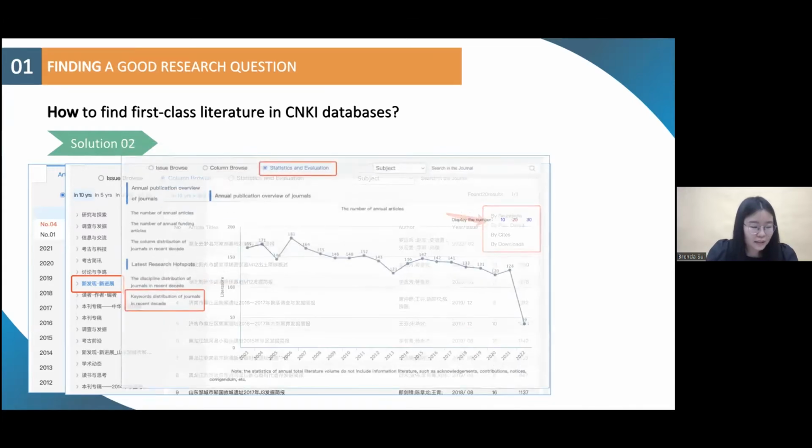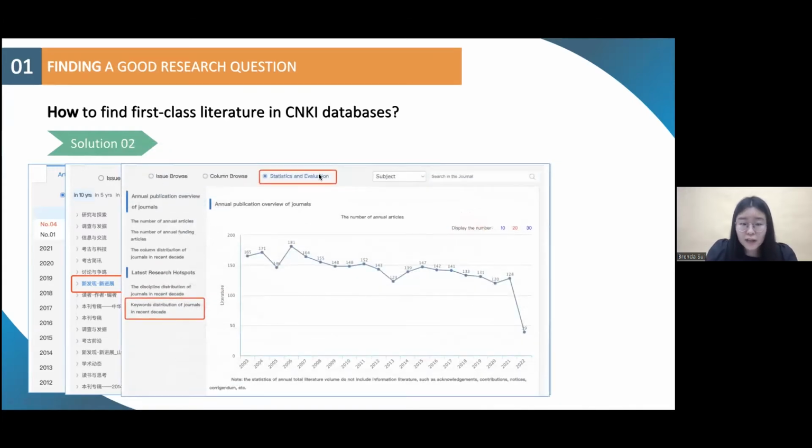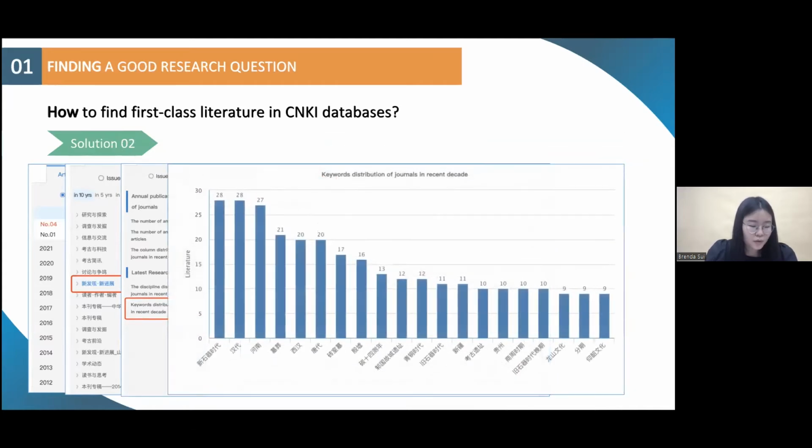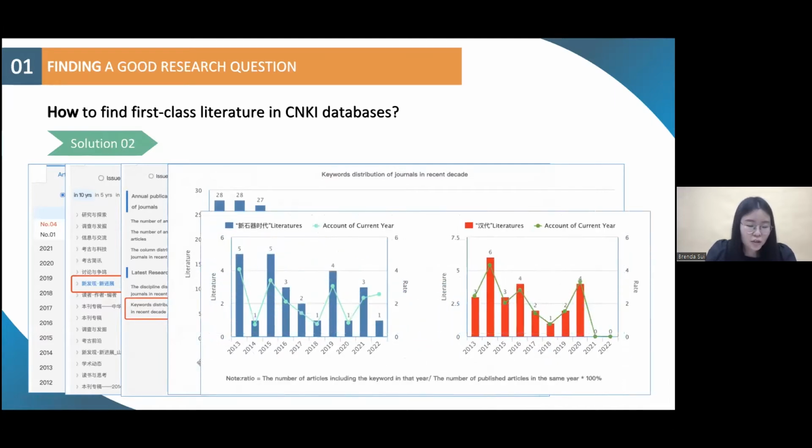Besides, we can also select statistics and evaluation. And here, the keywords distribution of journals in recent decades shows what subjects are mostly written about or have been mostly studied in this journal. When we click these little items here, we can get a tendency chart showing how the specific subjects are distributed over the years.